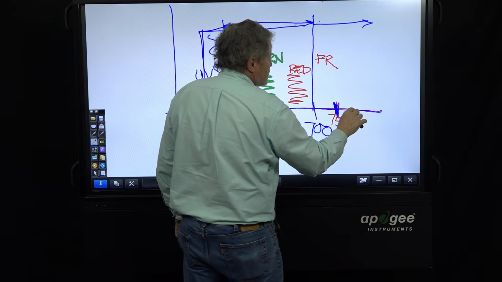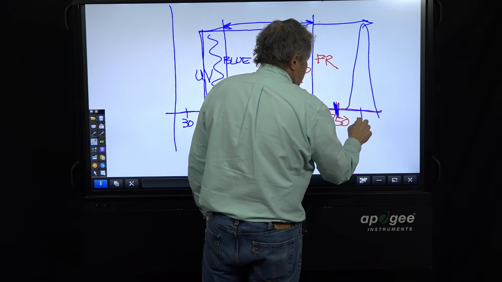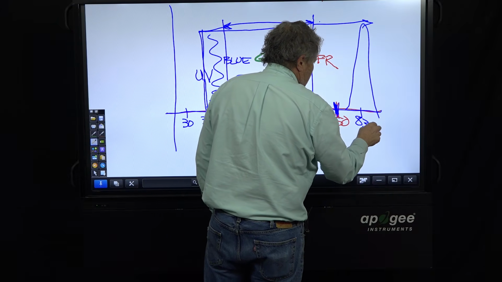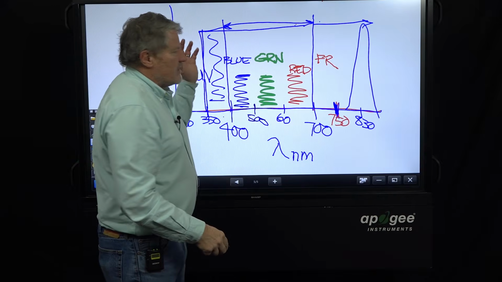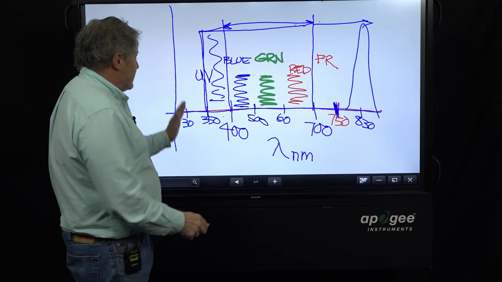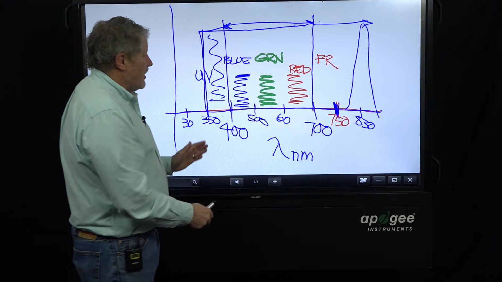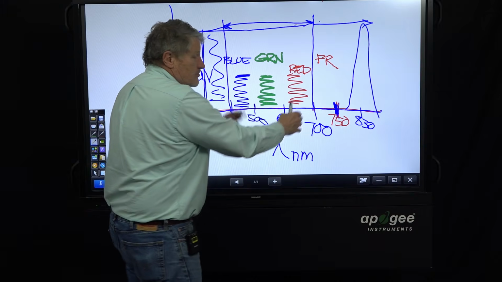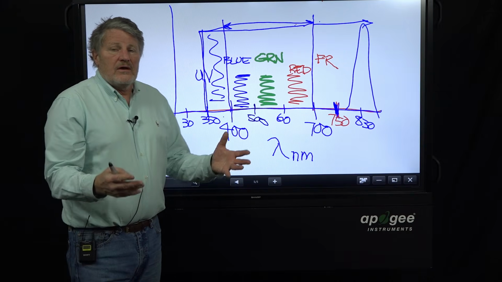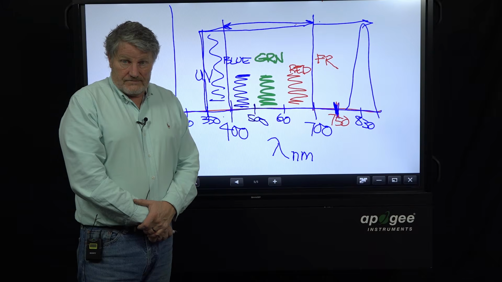It picks up, here's security cameras. They have a big peak out here that's centered around 830 nanometers. That extended range picks up all these photons. And for some kinds of lights, these photons are critical. You want to know what they are. Even though the classic quantum sensor doesn't include them, the Apogee extended range quantum sensor does include them.